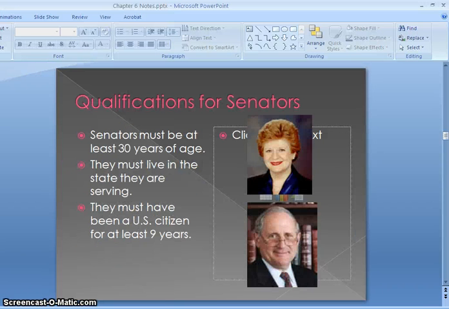Okay, right here, the qualifications to become a senator. We have Debbie Stabenow here at the top and Carl Levin here at the bottom. Like I said earlier, Debbie Stabenow is up for re-election right now. You have to be at least 30 years old.